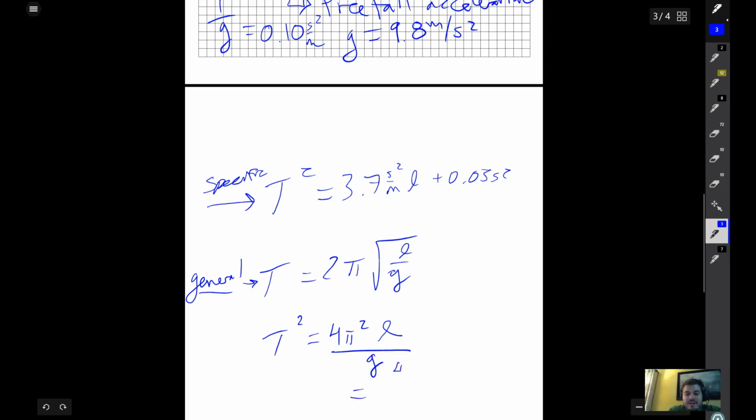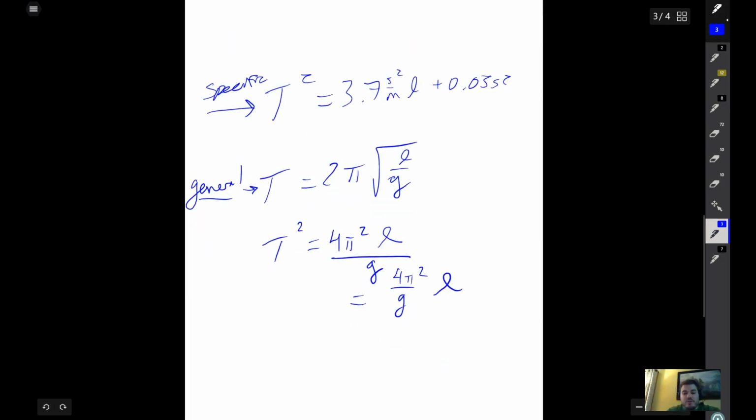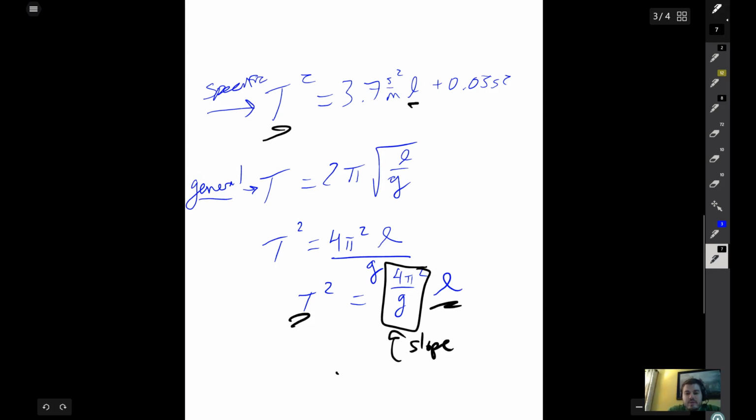Or I could rewrite that as 4 pi squared over G times L. So notice here then that I have this L and this L, this period squared and this period squared, and so this is the slope. So 3.7 should be close to 4 pi squared over G. So let's go ahead and put that into our calculator, right? If we do 4 times pi squared divided by 9.8, we obtain a value of 4.0.